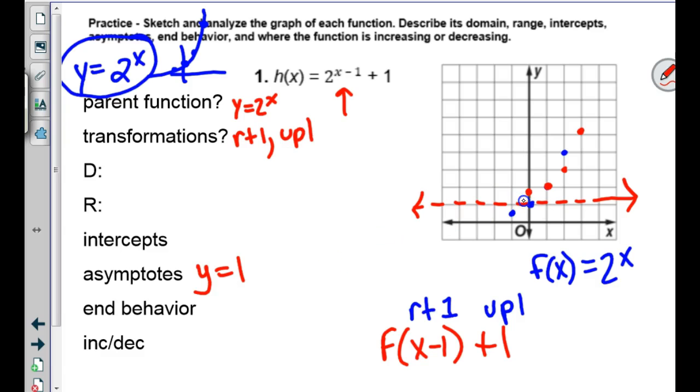Okay, domain. Yes. Range. Normally, yes. But what changed with our y values? They all shifted up 1, yes. Good job.